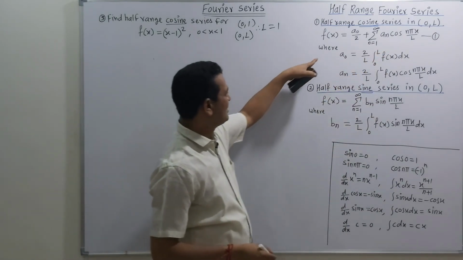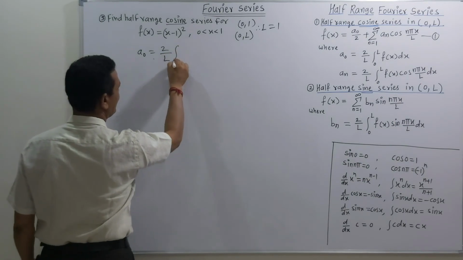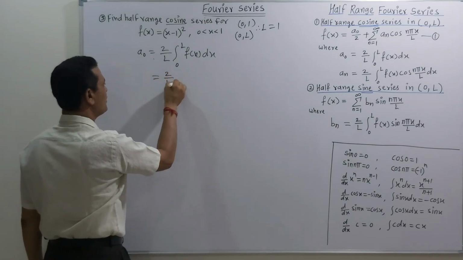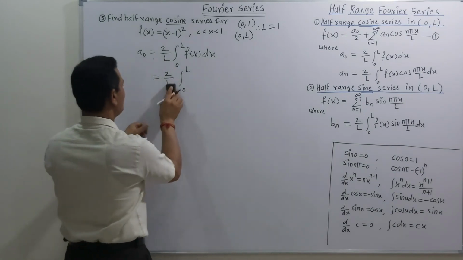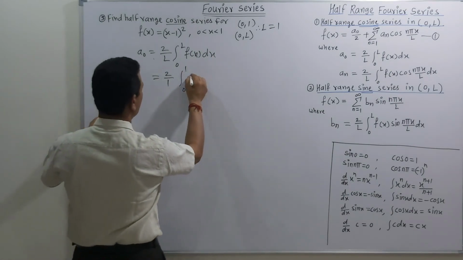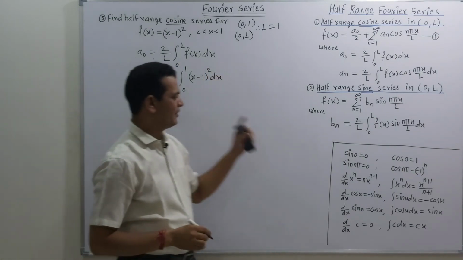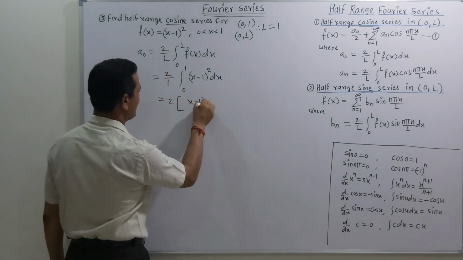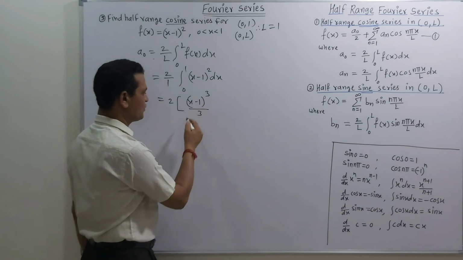Now to find the Fourier series expansion, we need to find the coefficients a naught and a n. So here a naught is equal to 2 upon L integration 0 to L f of x dx. The value of L is known to you, which is 1, so we can directly put L equal to 1 here. Then put the value of f of x, which is (x minus 1) squared, into dx. Generally for finding a naught, this result is applicable, so we can write this as 2, then (x minus 1) cubed divided by 3, into the derivative of x minus 1, which is 1.